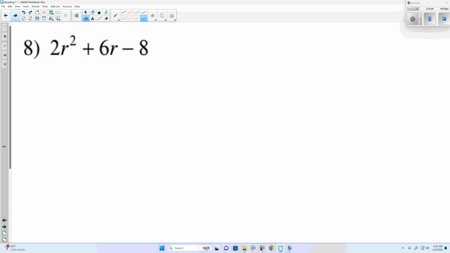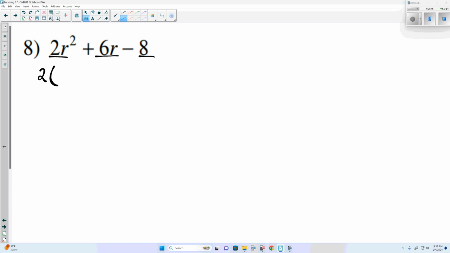2r squared plus 6r minus 8. So this is the first one here where we do have a greatest common factor. And the greatest common factor is indeed 2, yes? So what we're going to do first is factor out the 2. And whenever we factor out a greatest common factor, realistically, what we're doing is putting it in front and dividing every term in the expression by that amount.